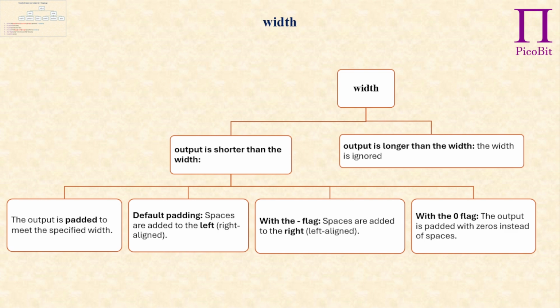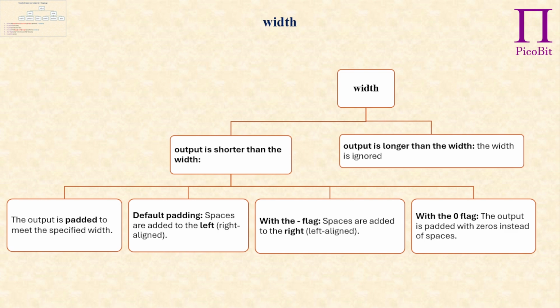If the output is shorter than width, the output is padded to meet the specified width. By default, padding spaces are added to the left, right align. With the minus flag, spaces are added to the right, left align. With the 0 flag, the output is padded with 0 instead of spaces. If the output is longer than the width, the width is ignored and the output is printed in full without truncation.